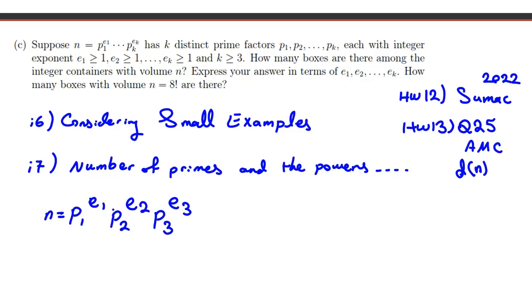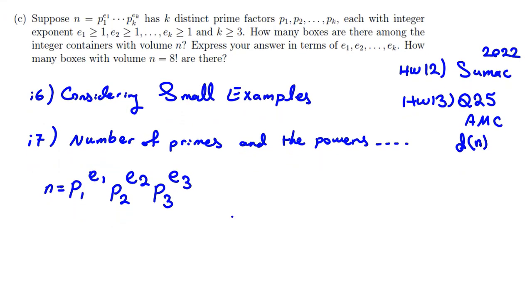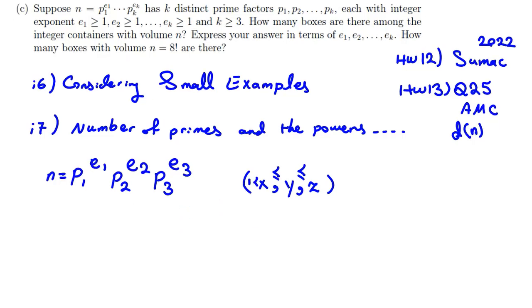Now let's work. See how many boxes do we have? For p1 to the e1, p2 to the e2, p3 to the e3, we know that we have x, y, and z. x is less than or equal to y is less than or equal to z. And we know x is greater than 1, okay? So here we can write, for example, 3 primes. Consider a small example, or an example with respect to k. Or here, because the problem says calculate for n equal to 8 factorial, we can work on 8 factorial. So you can check both of them to see which of them is easier.